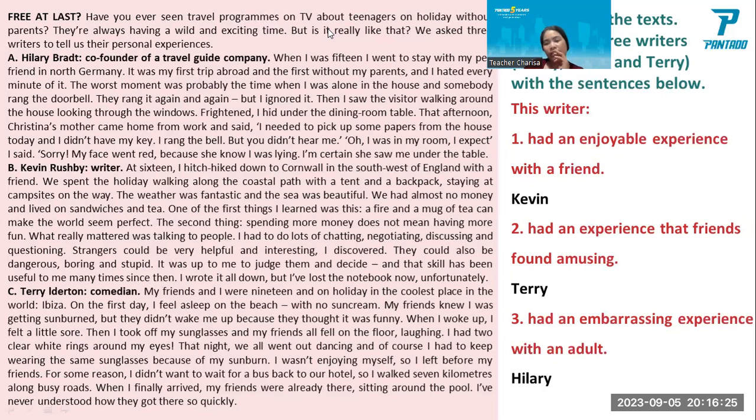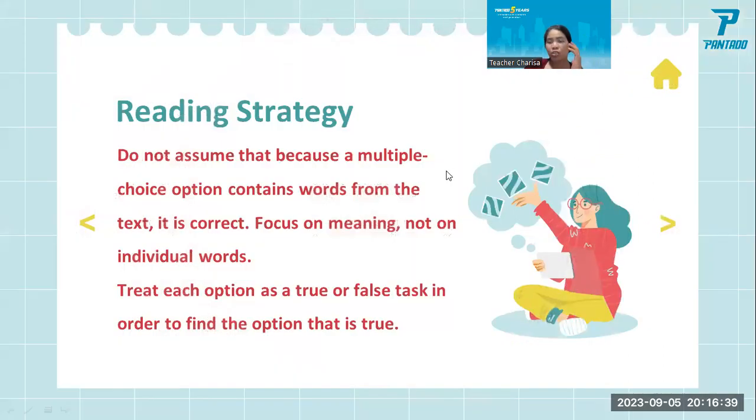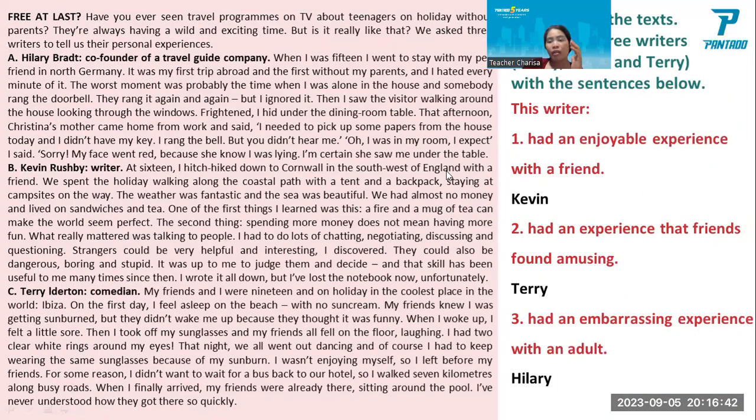So Terry has an experience that friends found amusing, and then enjoyable, that is for Kevin. Okay. So you know already what is enjoyable, right? You are very happy. You are enjoying what you are doing. So when you say experience found amusing, that was a very exciting part of the experience, right? So that is found amusing. So this is just like amazing something. So embarrassed, that is you are sad, something that you cannot understand. So you are very embarrassed in it.